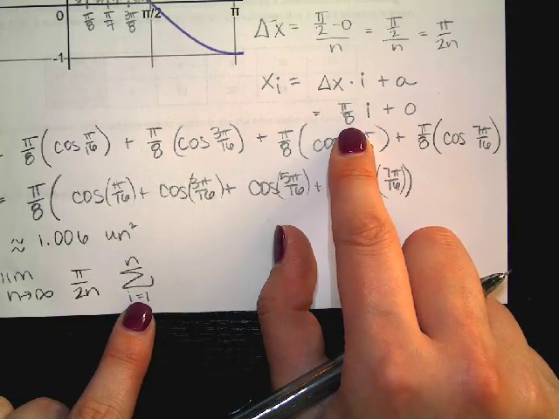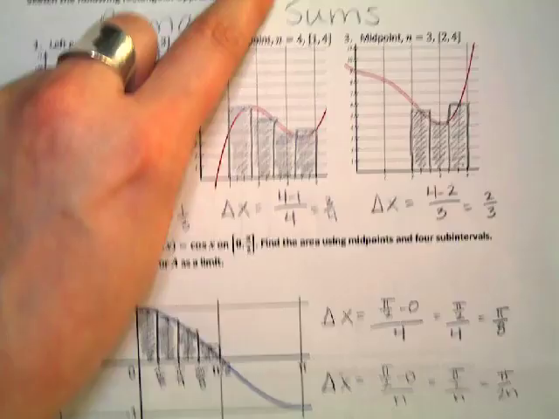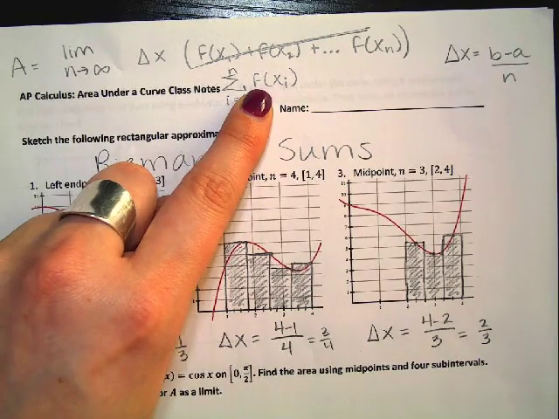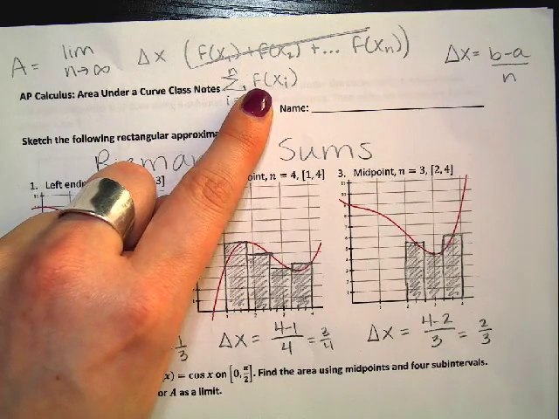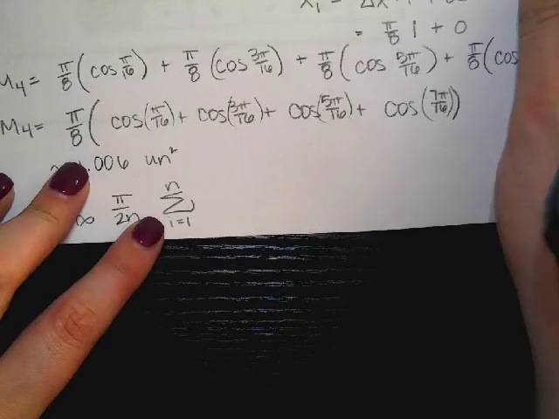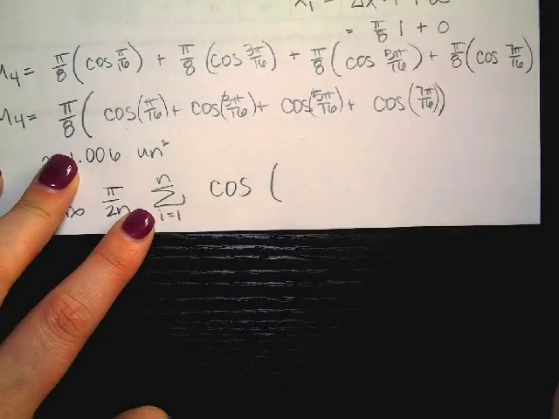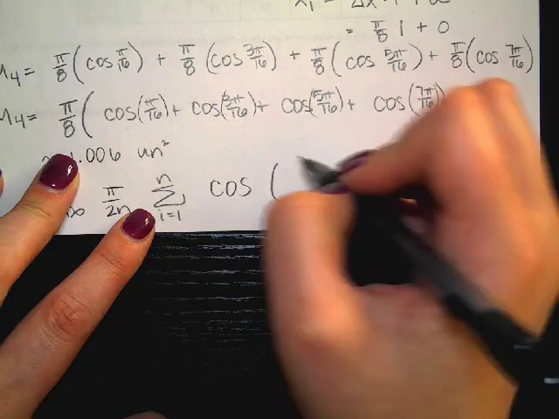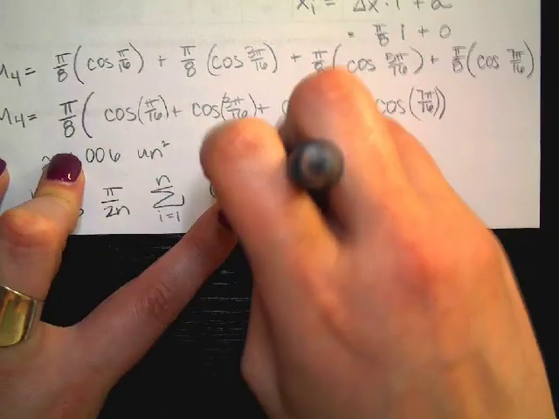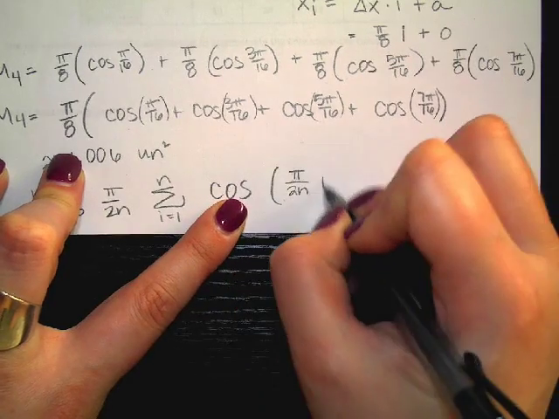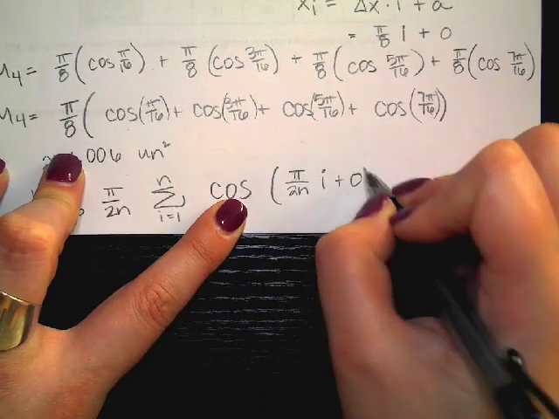Okay, so the formula says the function f evaluated at xi. Our function isn't f this time. We actually know what it is. What's our function? Cos. Okay, so I'm going to say the sum of cos, and for xi, I'm going to say pi over 2n times i plus 0.